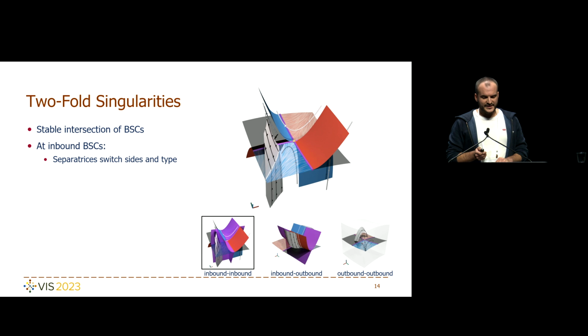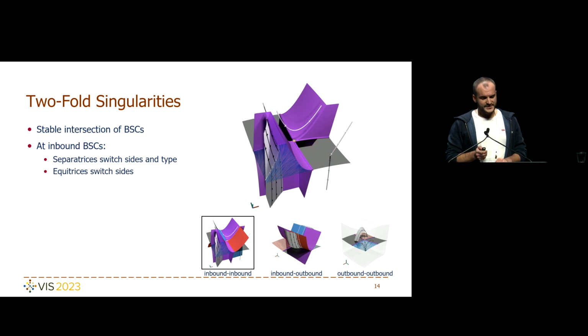In the inbound-inbound case, the separatrices switch sides and their type at the two-fold singularity. The ecretrices also switch sides and form compartments of non-unique flow, which are due to the attracting and repelling sliding discontinuities. Together, they highlight the amount of qualitatively different regions.